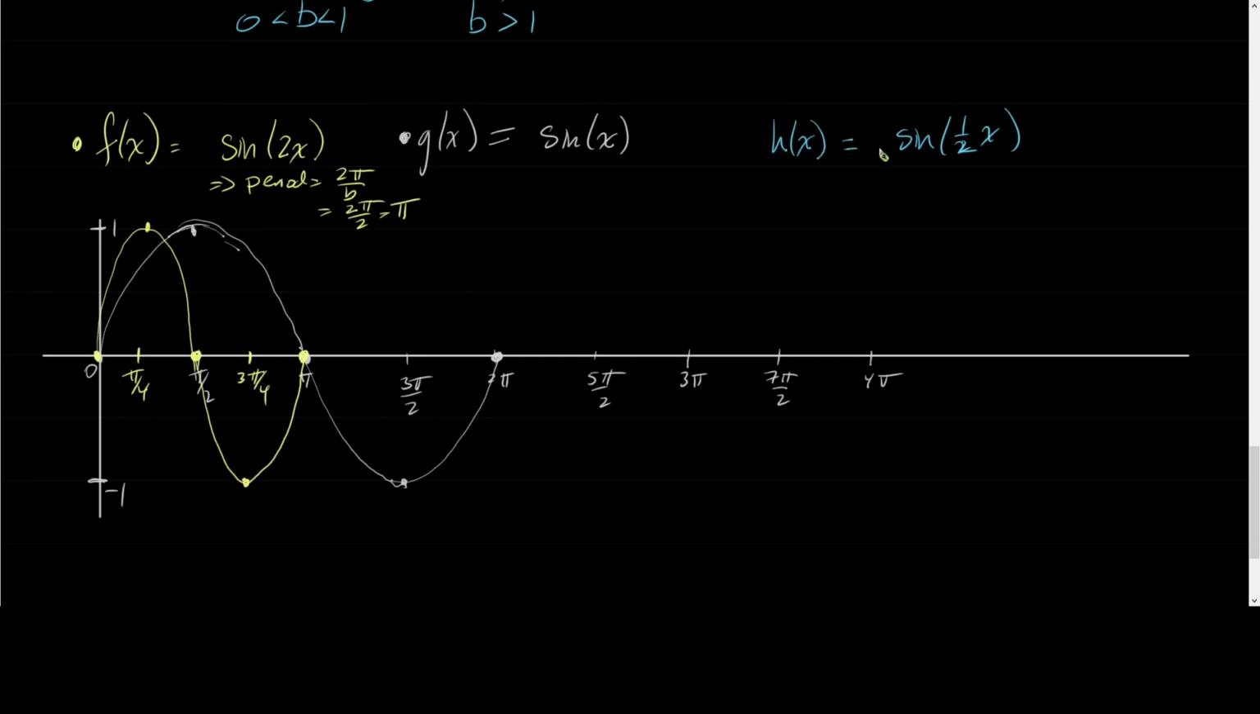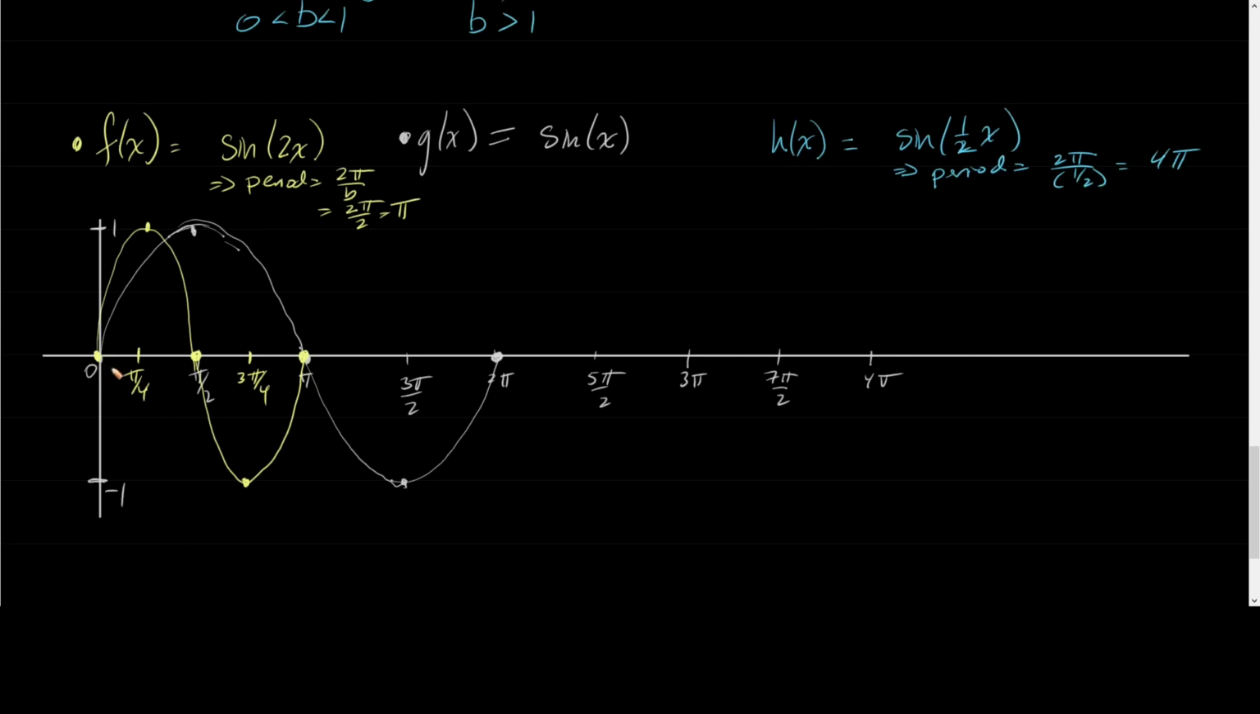Now let's look at this one over here, sine of 1/2 x. Now in here, well, what's going to happen? This tells us that the period is 2 pi over 1/2, right? 2 pi over b, which is just really 4 pi. So that tells us that by the time we get to 4 pi, that will be one entire cycle. So everything's being stretched over that distance. And what is that going to look like?